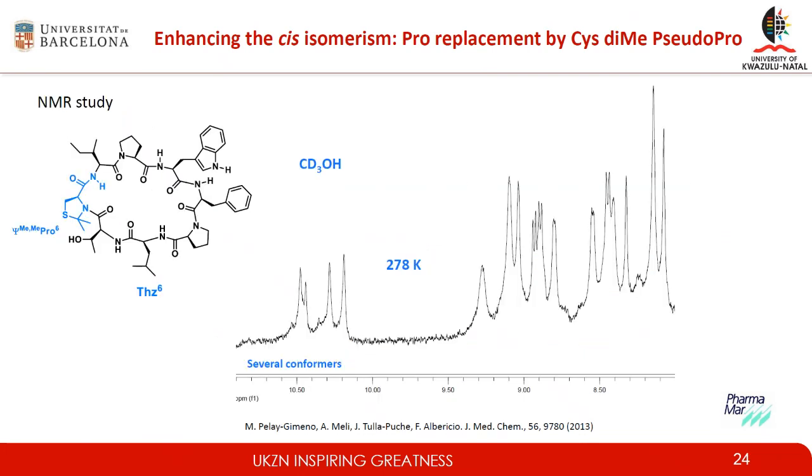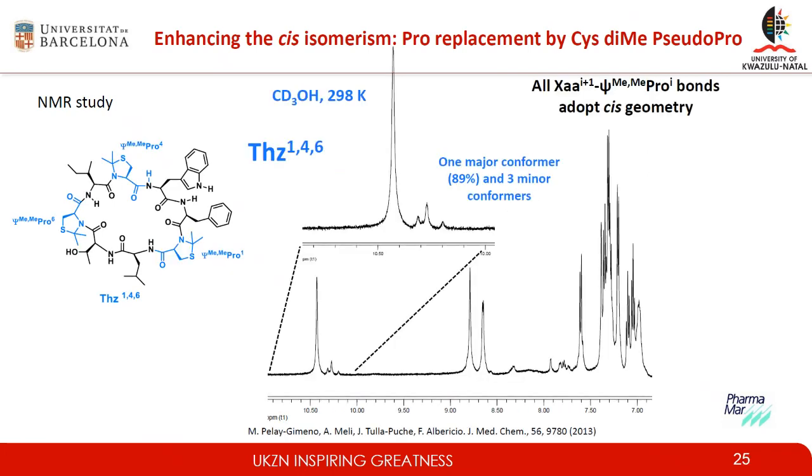For instance, here we have an example where we substituted one proline by one dimethyl thioproline. You can see in the NMR of this compound that we have several conformers, and 4 of these are important conformers. When we did the same experiment with our final product, the one with more activity, with the substitution of 3 prolines, we realized that we have a major conformer. It means again, this is an excellent building block to prepare conformationally restricted cyclic peptides.